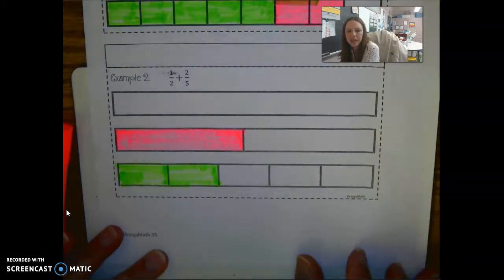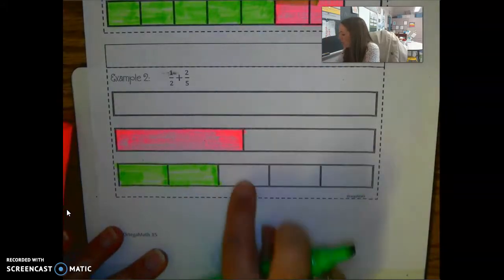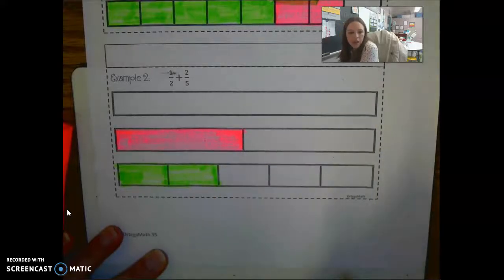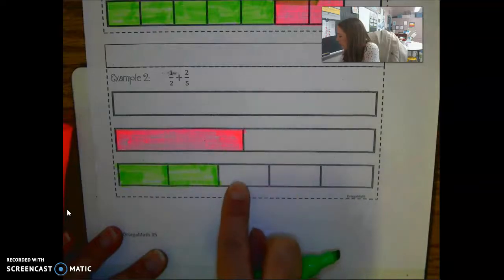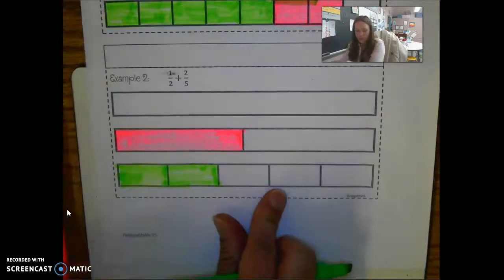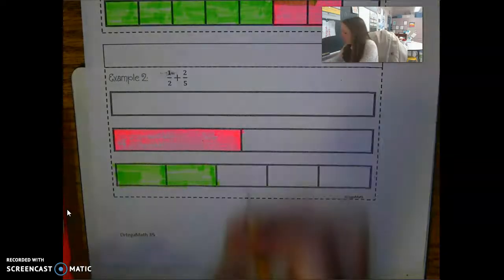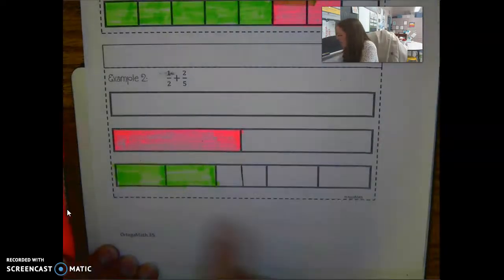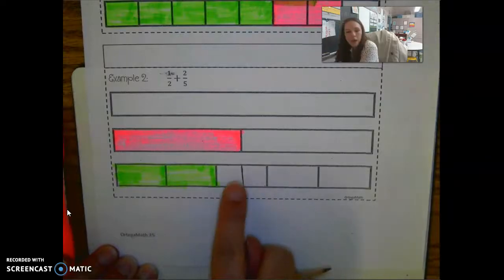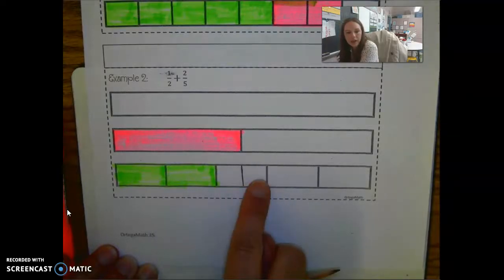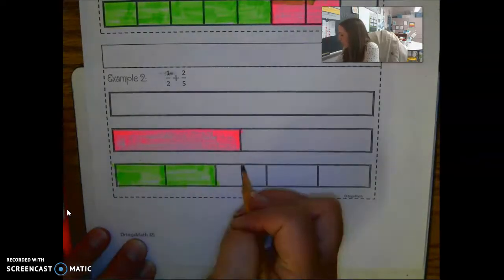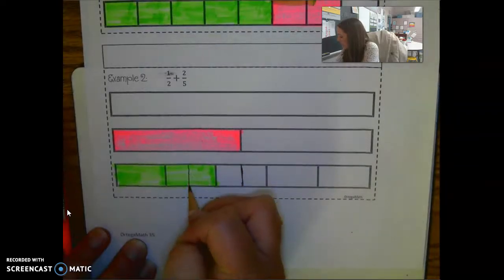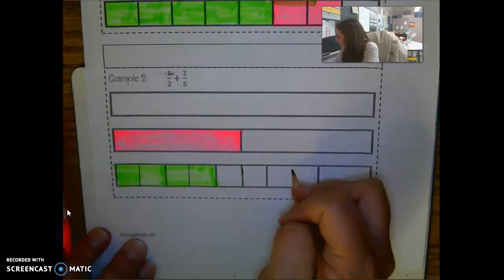Well, this one's a little trickier because we don't have a nice equal amount with our 2 strips. The half basically goes halfway in between. But I know if I drew a line right here, that is splitting this one box into 2 boxes, or splitting it in half. So what I could say is, if we split this box in half, we're going to have to split all of these boxes in half because they have to be equal parts, right?